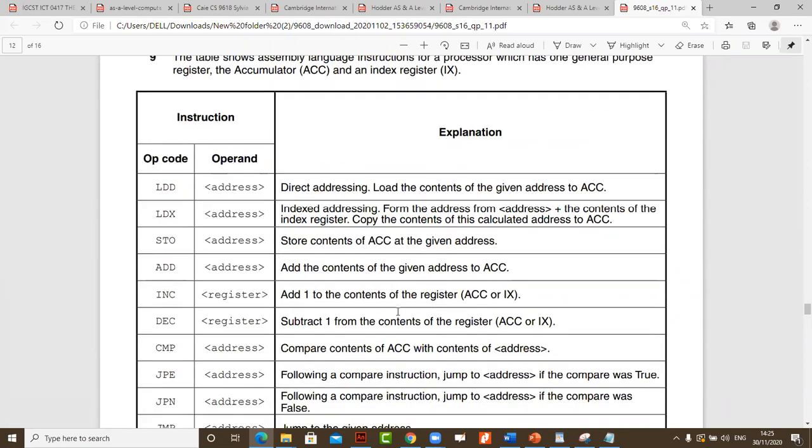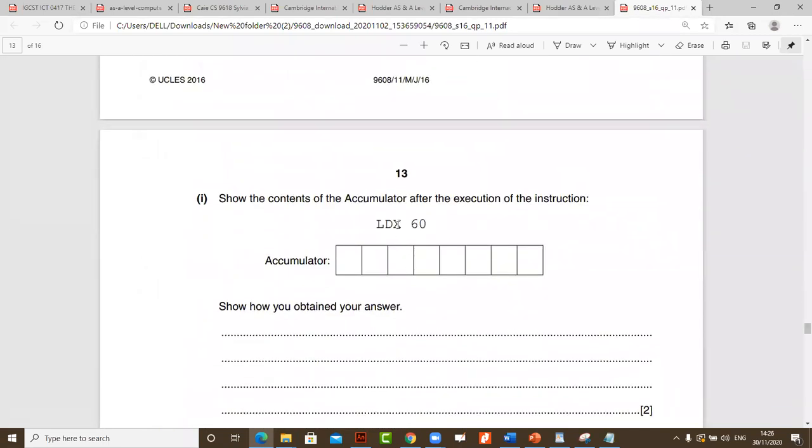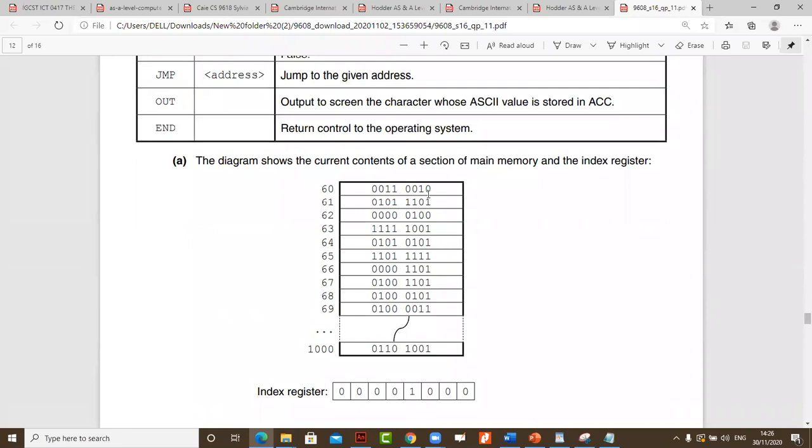So LDX basically means what? Indexed addressing. Form the address from the address plus the content of the index register. Okay, so let's do this first. Okay, what we need to do is, form the address from here LDX60. तो 60 पे क्या है? 60 पे I have this. Okay, I have the following number.